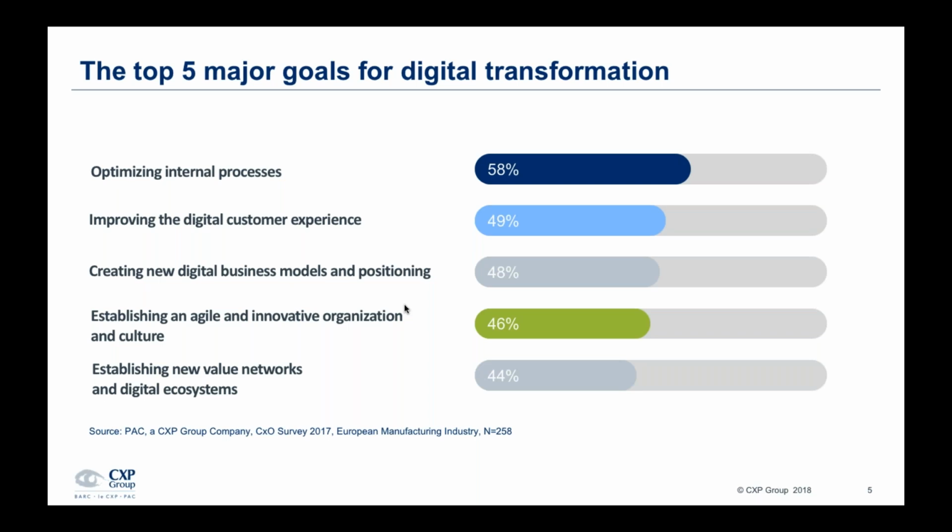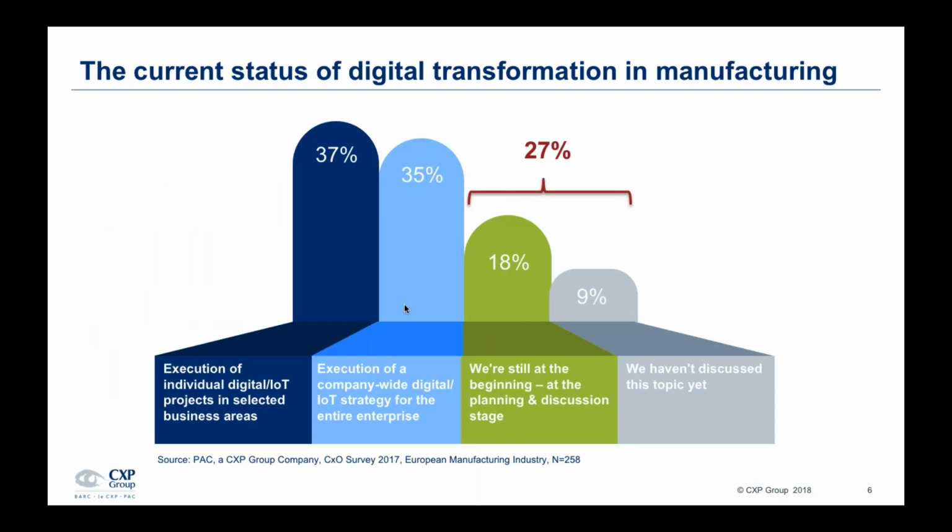So having talked about the goals of digital transformation, let's now have a look at where manufacturers are in terms of digital transformation. And here our survey showed that 37% of manufacturers do execute individual digital IoT projects in selected business areas, but do not have a company-wide strategy yet. And 35% execute company-wide digital IoT strategies for the entire enterprise. But interestingly, there is still quite a high share of manufacturers, 27%, that haven't discussed digital transformation internally at all, or that are still in the planning and discussion stage.